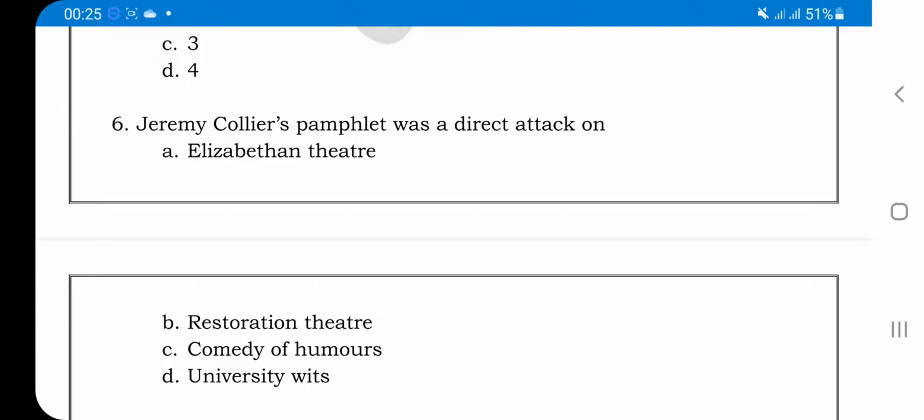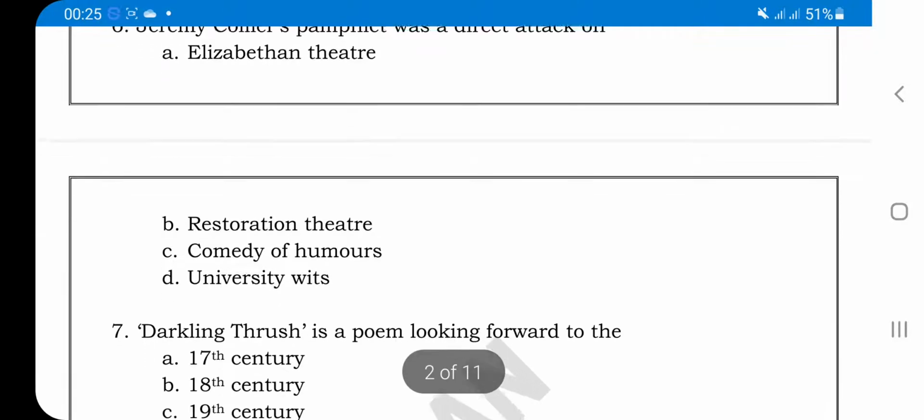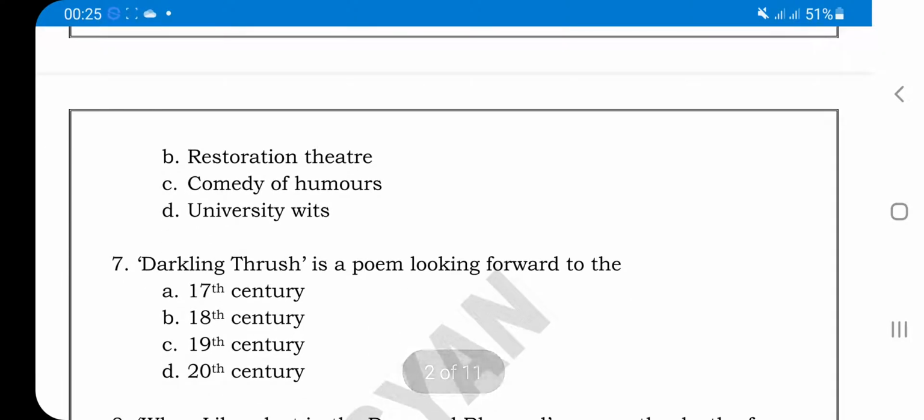Jeremy Collier's pamphlet was a direct attack on. Do you remember the answer? Somewhere in your back of mind. Do tell me too. I am also quite captivated.